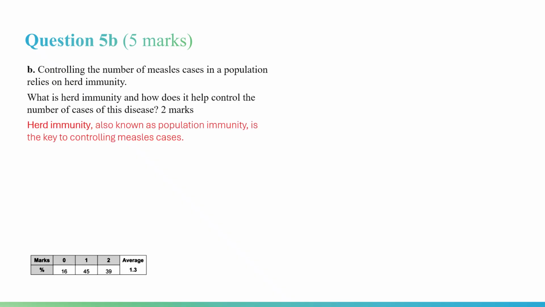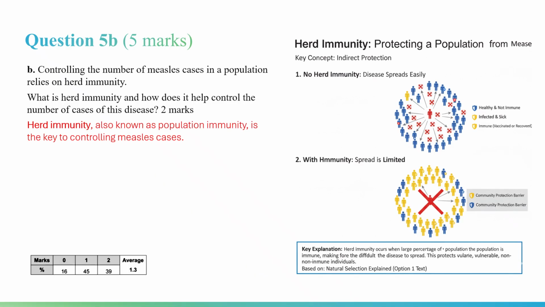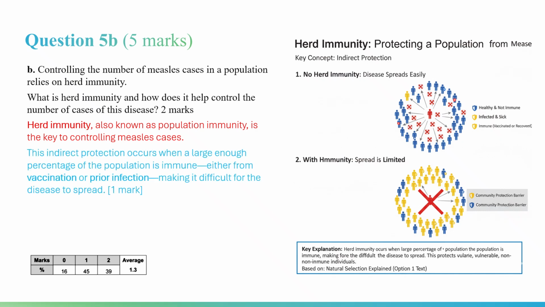Herd immunity, also known as population immunity, is the key to controlling measles cases. This indirect protection occurs when a large enough percentage of the population is immune, either from vaccination or prior infection, making it difficult for the disease to spread. This effectively safeguards non-immune individuals, such as those who cannot be vaccinated.